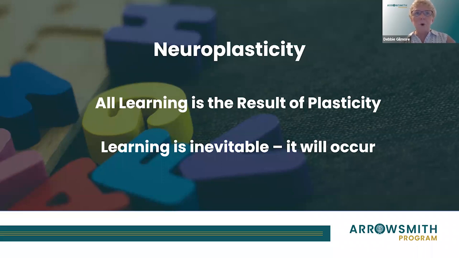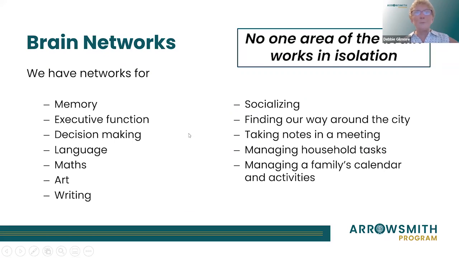So let me talk briefly about brain networks. Neuroplasticity creates new brain networks, new pathways, and the important piece of information here to remember is there isn't a brain area that works in isolation. So there isn't just one part of the brain that is for reading or learning a language or writing or mathematics or walking. No brain area works in isolation. So it works in these networks.